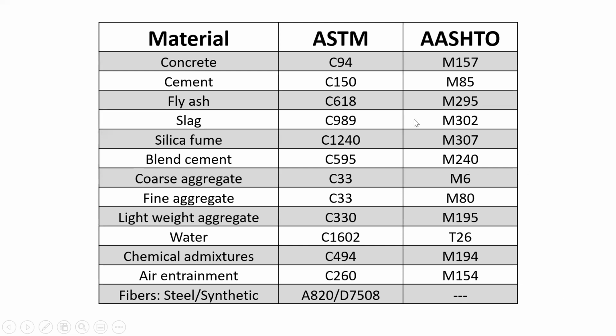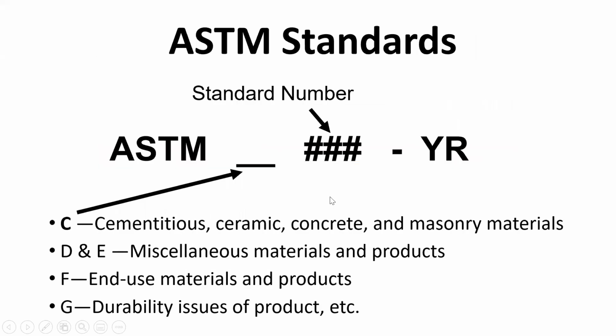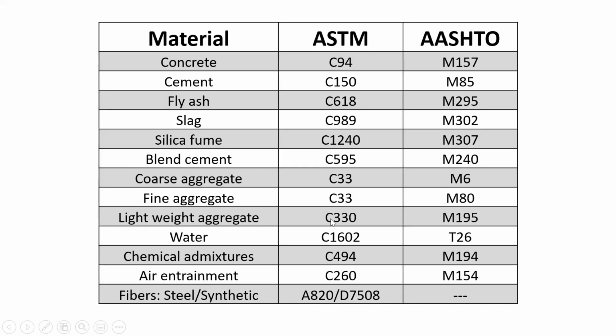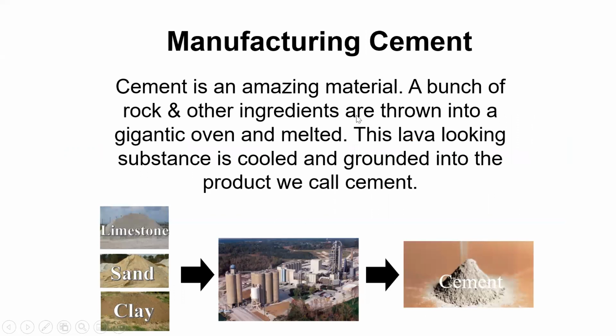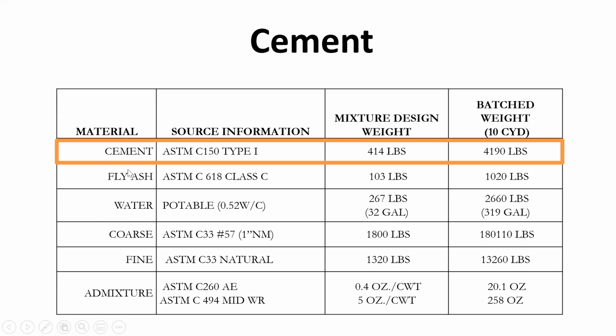So this is a good table to help for materials in general for concrete and aggregates. You can see what the ASTM or the AASHTO standard is for each. And for cement, let's talk about cement for a minute. Before I start, I should say we'll go through each of these materials in an individual lecture: a lecture over cement, fly ash, water, coarse aggregate, fine aggregate, and admixtures.